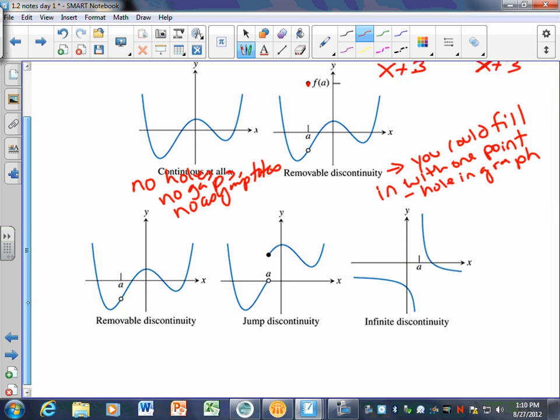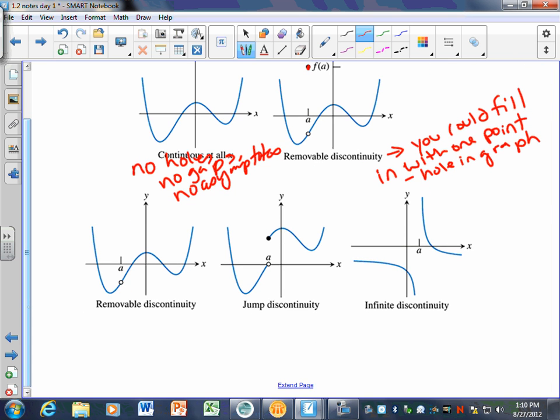A jump discontinuity is, I think, self-explanatory. It jumps. Like if you were drawing this graph, you'd have to stop and jump up. So it's a jump or a gap in your graph. A step function is an example of that. We did that last year, it was very early on, like chapter 2.